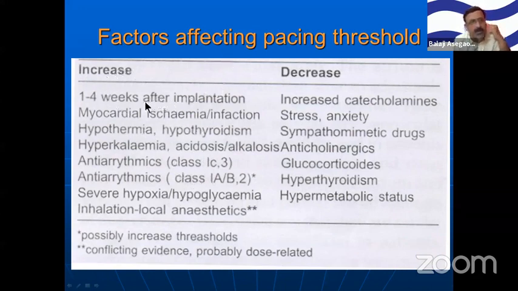So one must know what are the factors that increase the pacing threshold, like hypothyroidism, hypothermia, acidosis, all that. Similarly, stress, increased catecholamine secretions, and use of sympathomimetic drugs can decrease the pacing threshold.